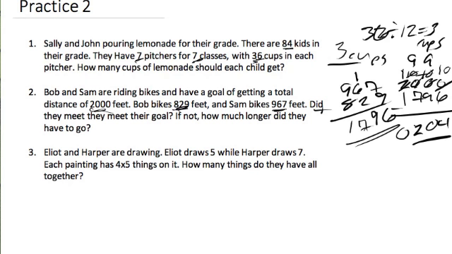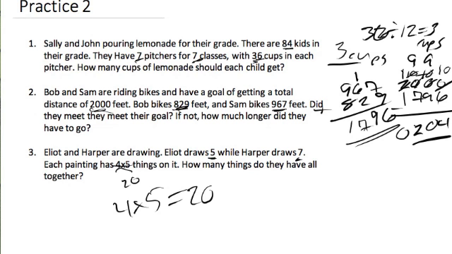And then for our third and final question, we have Elliot and Harper are drawing. Elliot draws 5 paintings, while Harper draws 7 paintings, or paper, or whatever you would like. Each painting has 4 times 5 things on it. So 4 times 5 equals 20, if you know your math facts. So there are 20 things on each painting. How many things do they have altogether?